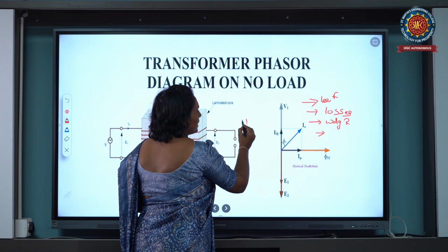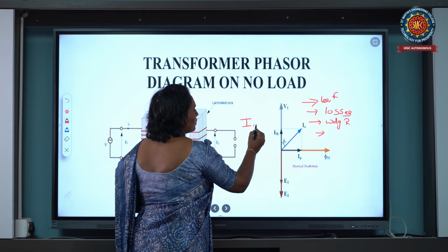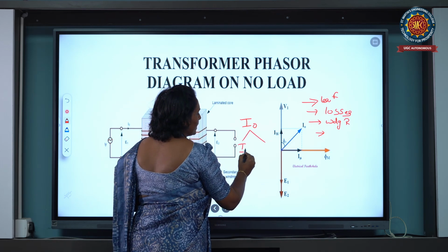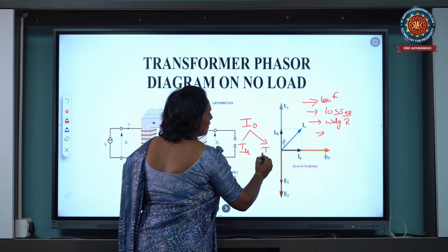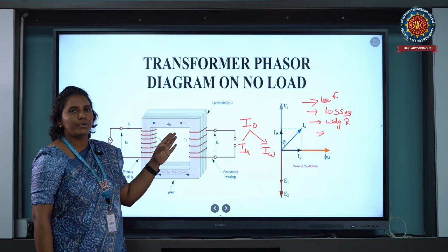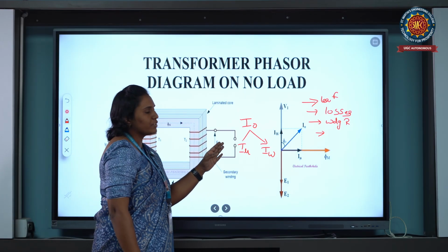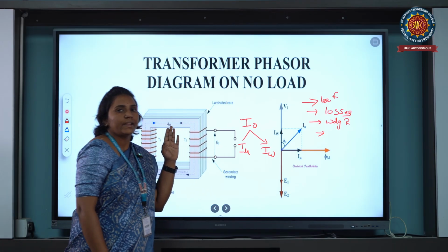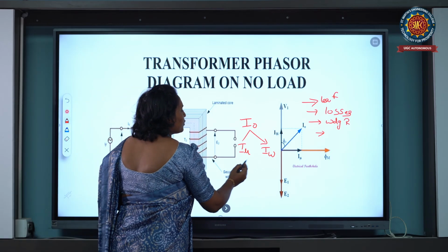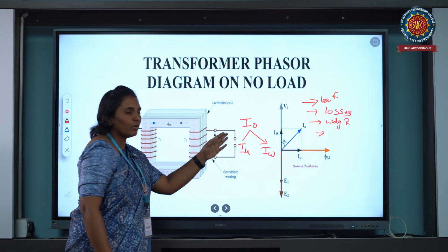In the practical transformer, the no load current is divided into two currents: one is the magnetizing current, and the other is the working component current. Coming to the ideal transformer, the working component is negligible, because of that the ideal transformer has only the magnetizing no load current. Coming to the practical transformer, both currents are present in the no load condition.